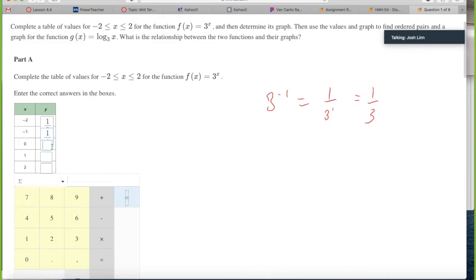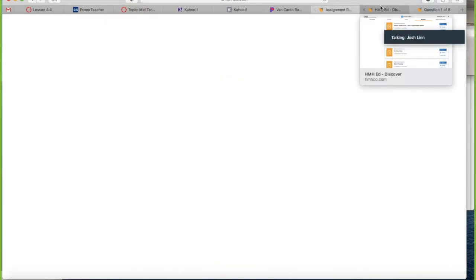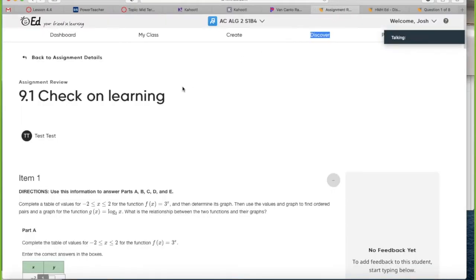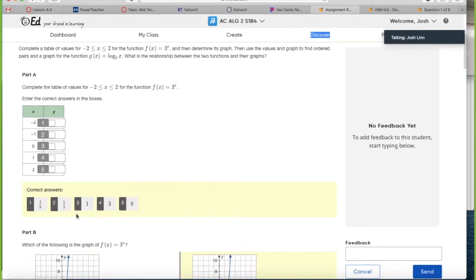So then 3 to the 0th power, anything to the 0th power equals 1. 3 to the first power is 3. 3 to the second power is 9. I hope you don't mind that I didn't write those out. So the values are 1 over 9, 1 over 3, 1, 3, 9.